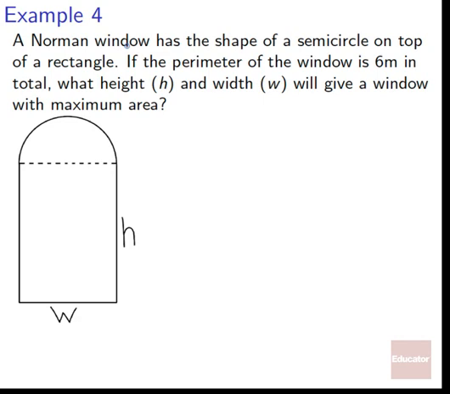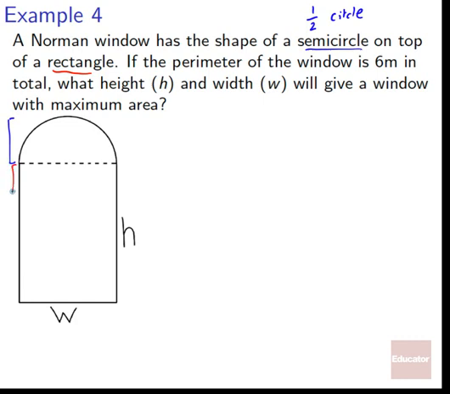So first thing we want to do, we want to understand what's going on. So this seems to make sense, right? We've got a semicircle, right? That's our semicircle right here. What's a semicircle? A semicircle is just half of a circle. And yeah, that looks like half of a circle on top of a rectangle.